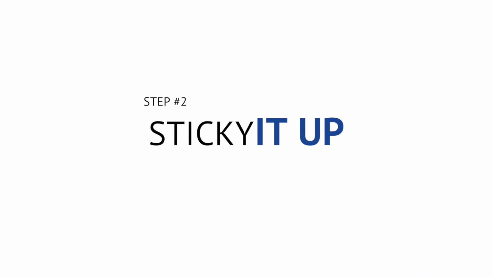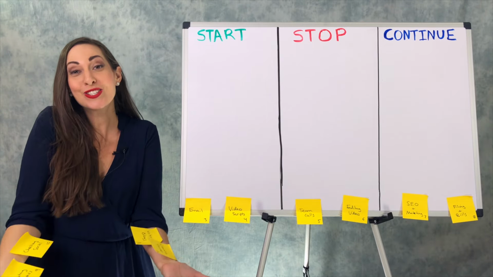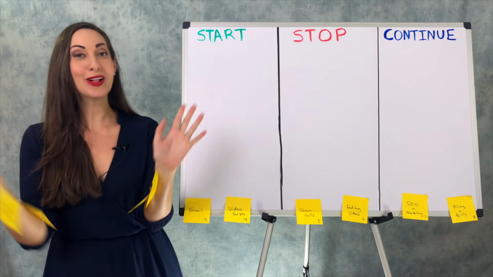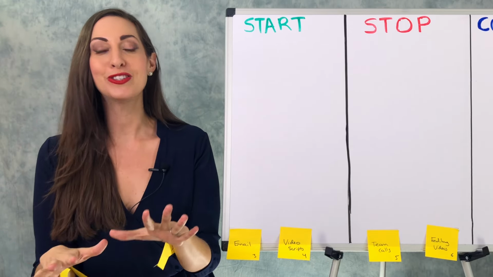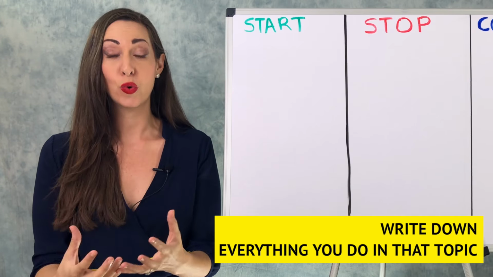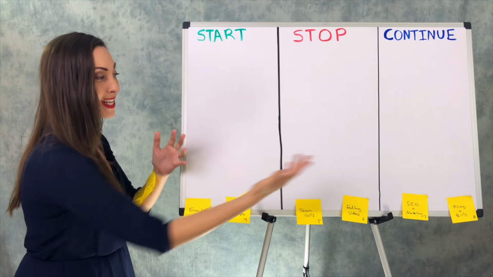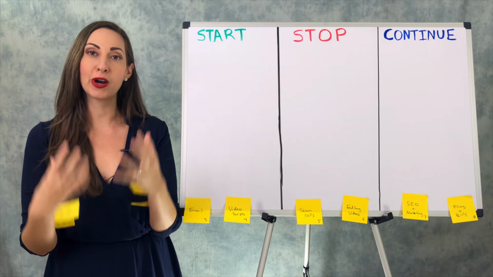Step number 2, sticky it up. No one loves office supplies more than me, and so any excuse to do lots of office supplies with colorful notes is good. Here's what I want you to do. Everyone in your team should write down every task they do associated with that topic. So here are just a couple of examples that we wrote down based on our Science of People marketing strategy.